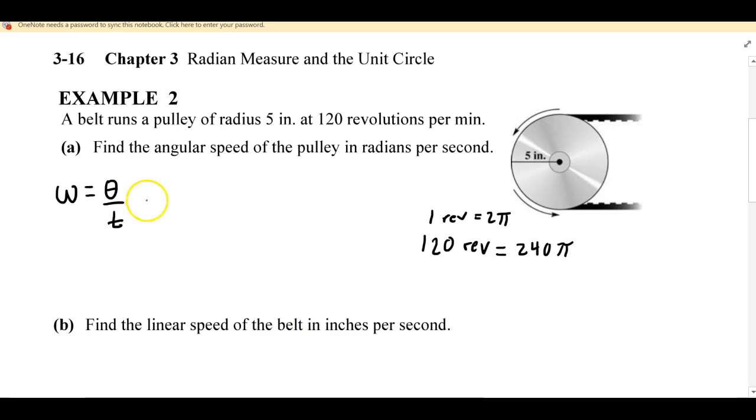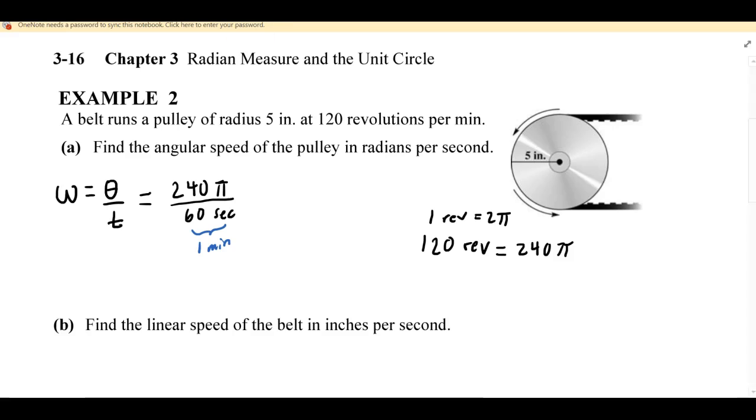So now, you see how we get omega? So theta is 240 pi. What was the time for that angle? How long did it take to get to that angle? A minute. So we've got to put 1 minute or 60 seconds, right? Because we might as well do that conversion right away. So 60 seconds, that was 1 minute, right?